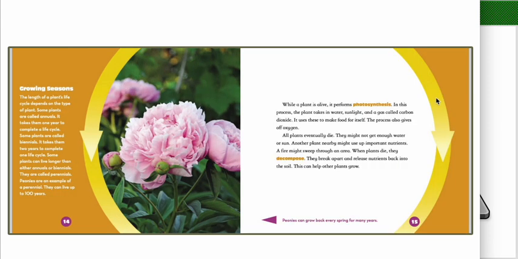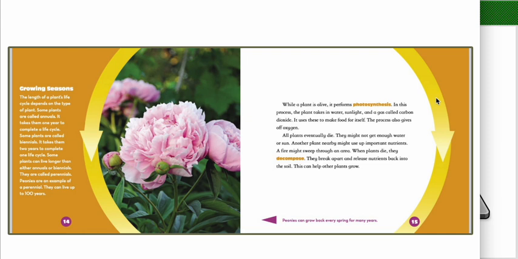Growing season. The length of a plant's life cycle depends on the type of plant. Some plants are called annuals. It takes them 1 year to complete a plant life cycle. Some plants are called biennials. It can take 2 years for them to complete one life cycle. Some plants can live longer, and they're called perennials.